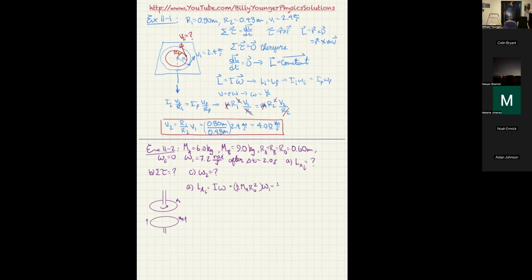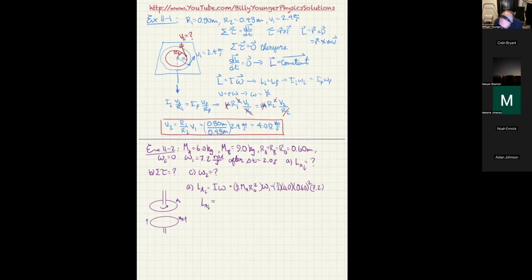So now I'm going to put in all these numbers. I'm going to say 1/2, and remember that's from the derivation I did of the formula for the moment of inertia of a cylinder. The MA is 6.0. I'm going to leave off the units here to save some space, but I will explain what the answer units are. The R0 is 0.60, and that's going to be squared. And then the angular velocity we found would be 7.2 radians per second. So that is the entire quantity LA initial.